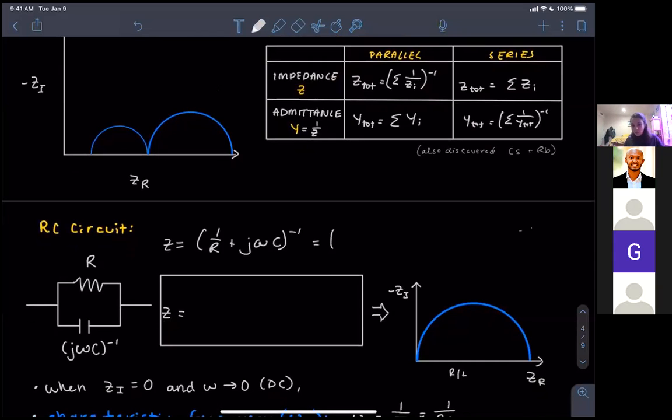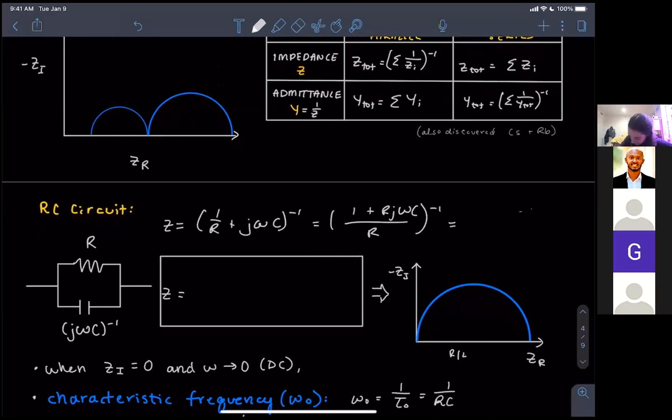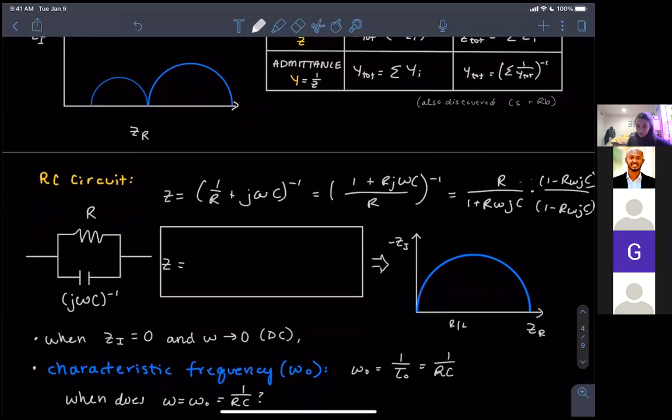We want to essentially get this in a form so we can separate it into an imaginary part and a real part. So flipping this around, we have (1 + RjωC over R)^-1. And then actually taking the inverse of that, R over 1 + RωjC. And then what I'm going to do is just multiply by 1 - RωjC on both. And that will give us our final expression, which has a real and imaginary part of R over 1 + ω²R²C² minus j times ωR²C all over 1 + ω²R²C².